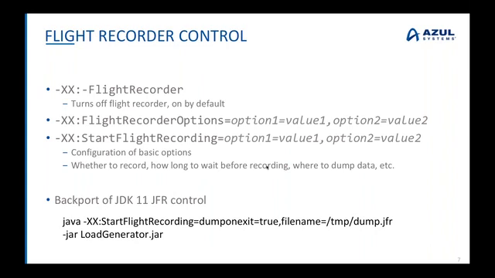As an example here, I've shown how we can do that. So we start our application and we say start flight recording, and we can specify that we want to dump all of the information that's collected by the Flight Recorder when the application exits. And we also want to say where we want to put that information. So the file name is going to be /tmp/dump.jfr, and then we run our application. When the application finishes, a file will be generated with all of the data that was collected by the Flight Recorder during the run of the application. And there's various other things that you can set using that. If you look at the documentation, you can find out all the various options that are available to you.